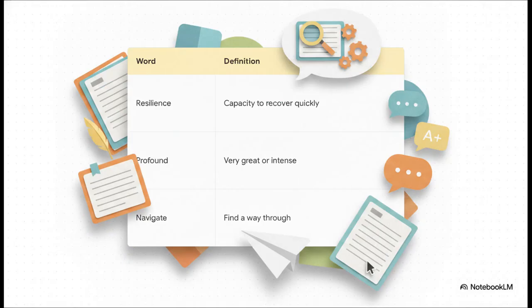And just look at how cleanly that outputs. You instantly get this beautifully formatted list of words like resilience, profound, and navigate, complete with tailored definitions directly in the main interface. Because the formatting is so tidy, it is literally ready to be dropped into a student worksheet with basically zero editing on your end.